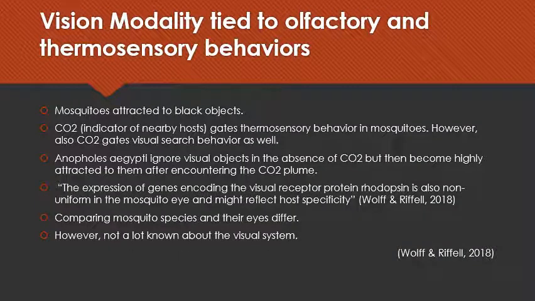Now let's get into the vision modality. Mosquitoes have for a long time preferred, or are attracted to, darker objects. CO2 is a major gateway for visual search behavior in mosquitoes. Mosquitoes such as the Anopheles ignore visual objects when there's no CO2, but then become highly attracted to these visual objects after encountering the CO2 plume. Rhodopsin, which is a visual receptor protein, is non-uniform in many species, thus making species have a different host preference as well.